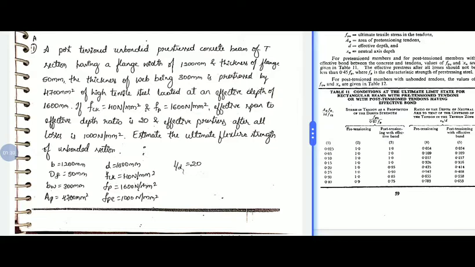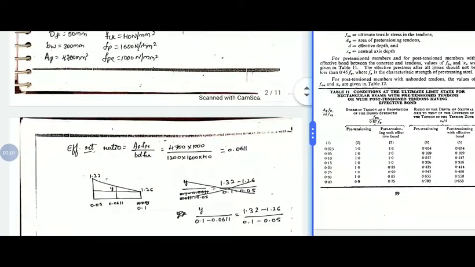So section details are given: 1200 mm width of flange and 50 mm thickness of the flange. Web is about 300 mm thick and effective depth is 1600 mm. Further proceeding, first we need to find out the effective reinforcement ratio and the L by D ratio. Case 4 unbonded section, we need to find out both ratios, effective reinforcement ratio and L by D ratio.